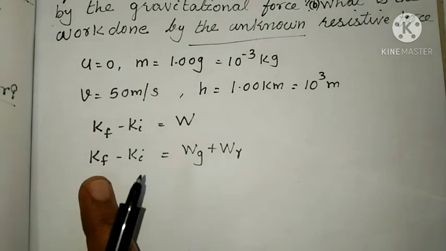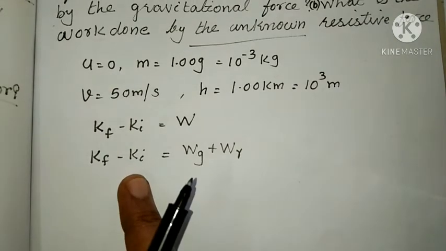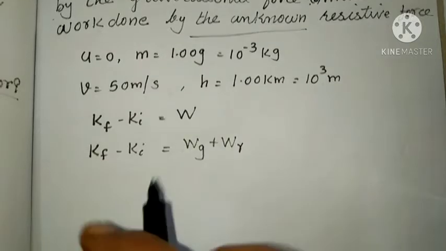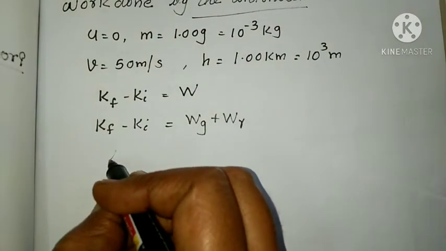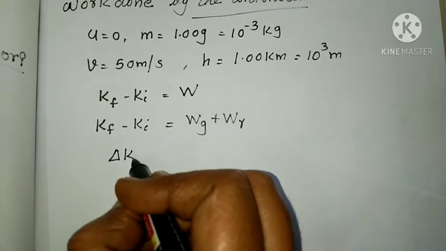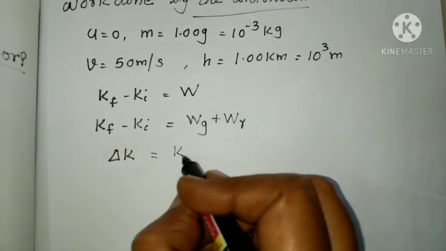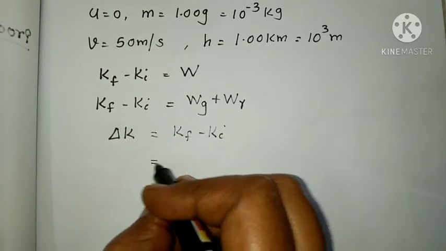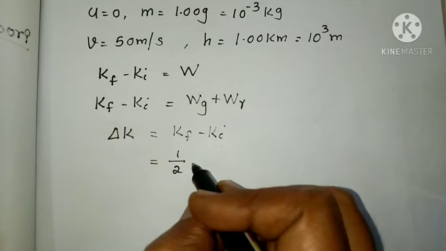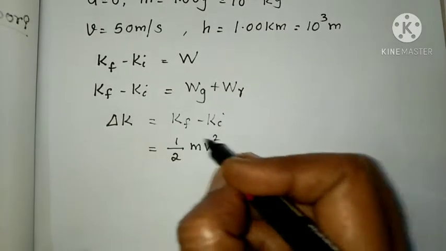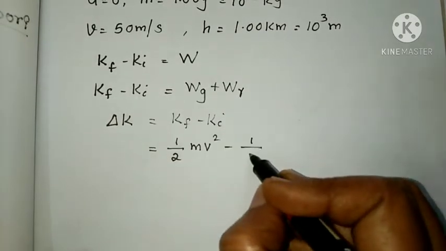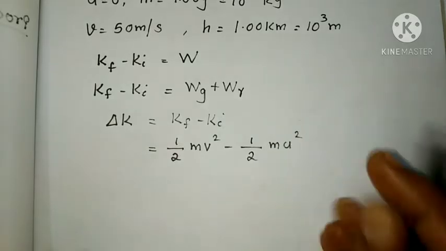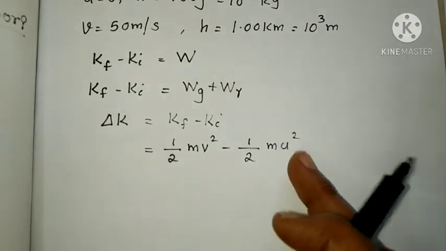First you want to find out the change in kinetic energy, then you will find out Wg and Wr. What is the change in kinetic energy? We can denote it as delta K, that is equal to Kf minus Ki. Clear? What is the formula of Kf? That is half mv square. What is the formula of Ki? That is the initial kinetic energy, half mu square. Since u equal to 0, this term becomes 0.